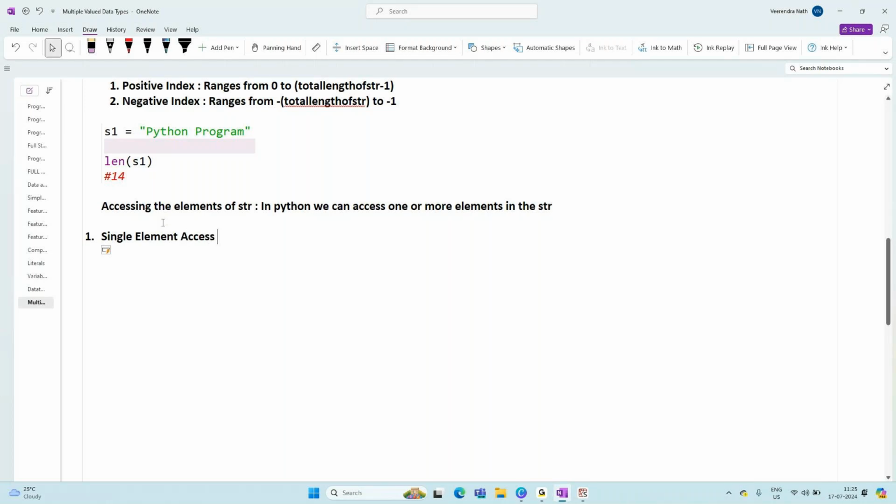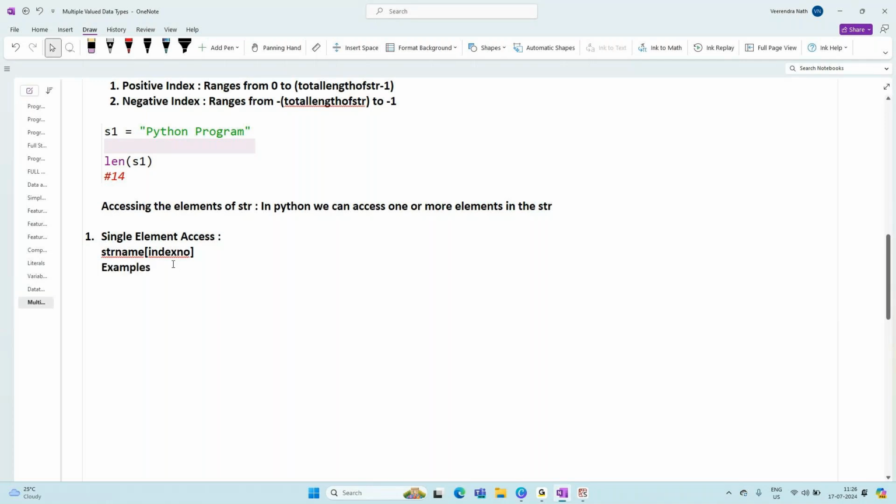Okay, I'll be asking some questions. So for single element access, what you have to do is give the string name and put the square brackets. Square brackets only. Right? Str name, square brackets, and you have to give the index number. That's it. Getting my point or not? So, index number.